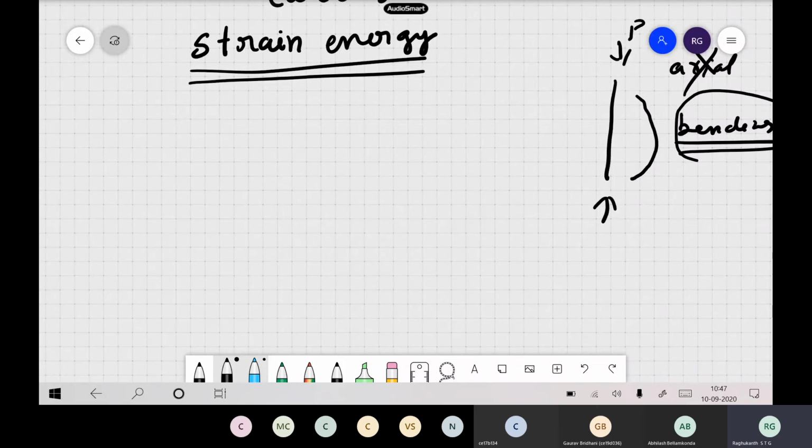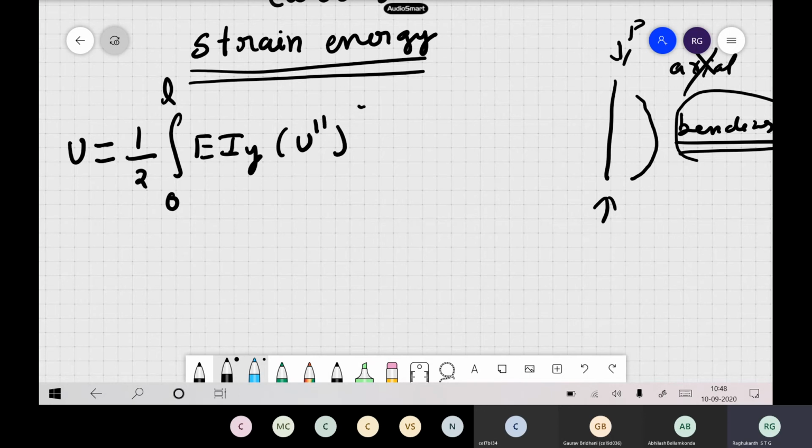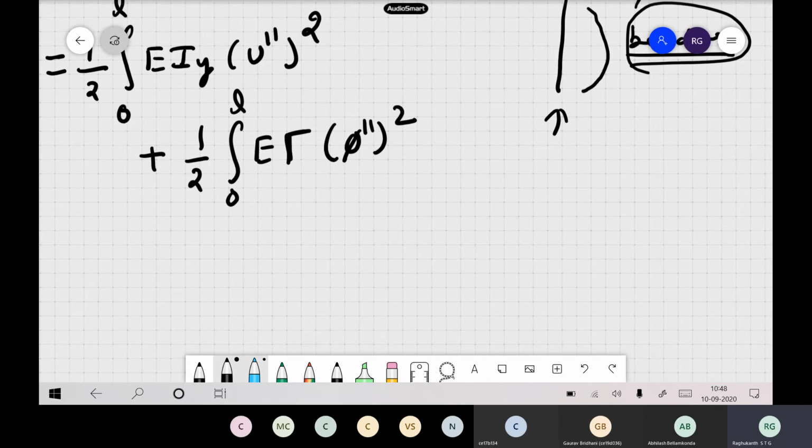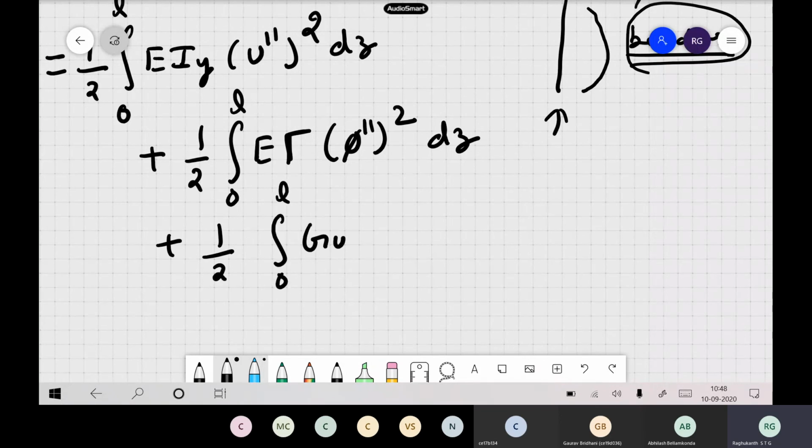So you can write U is equal to half, integral 0 to L, E I_Y u double dash square, plus half, integral 0 to L, E times the warping constant, phi double dash square dz, plus half, integral 0 to L, G J phi dash square dz. Okay, so this is our buckling.